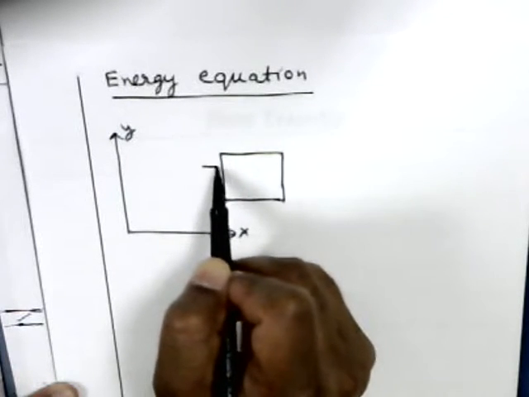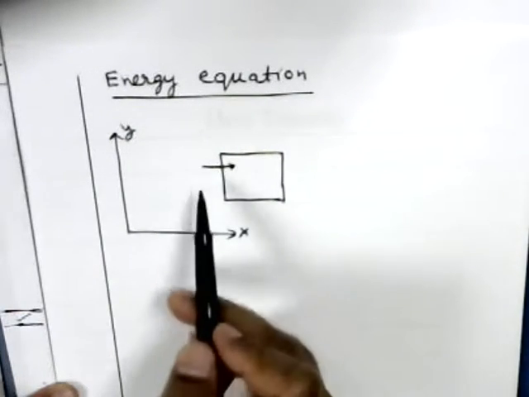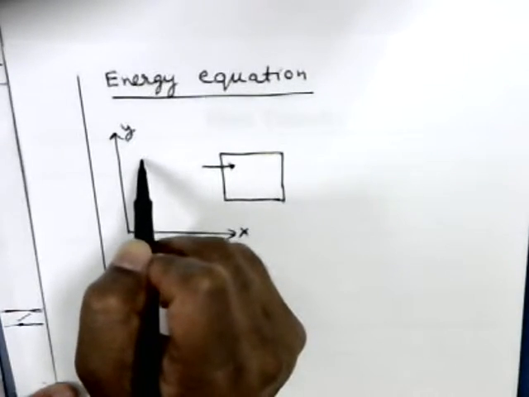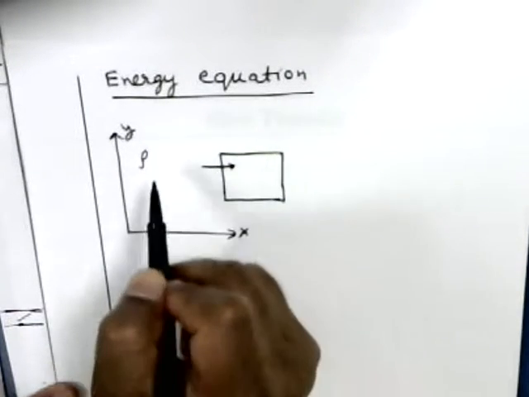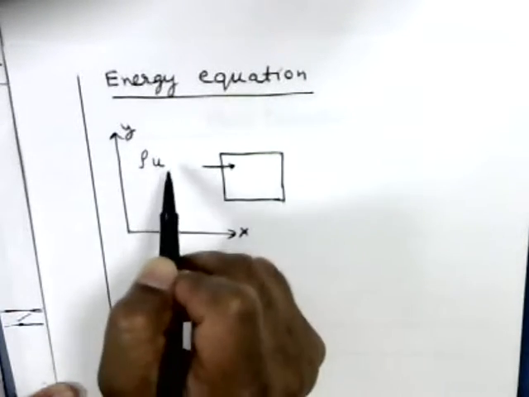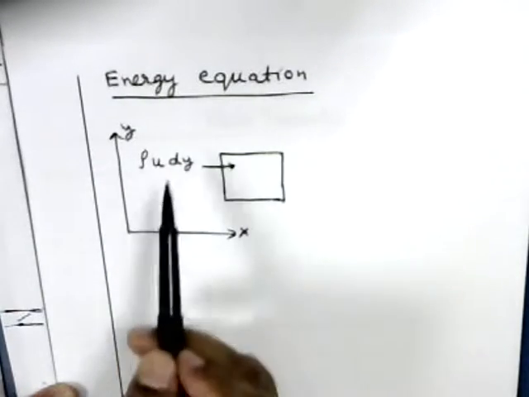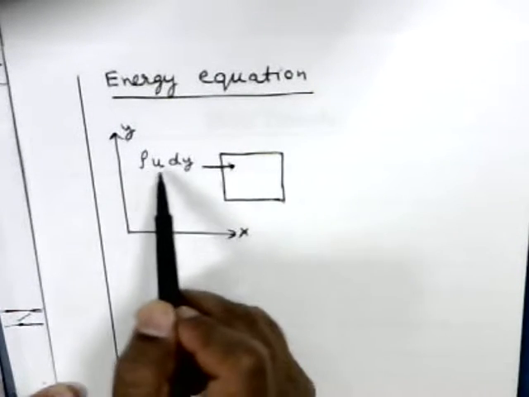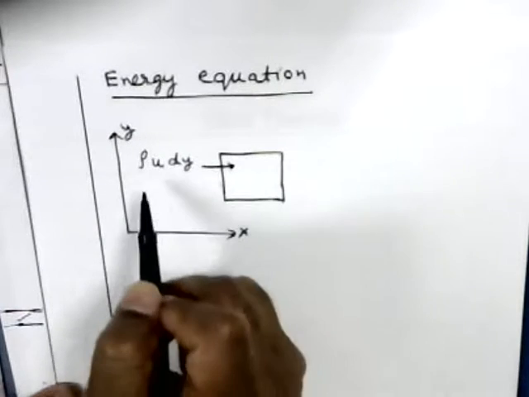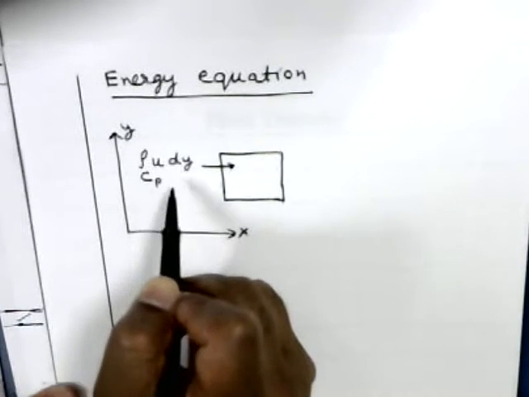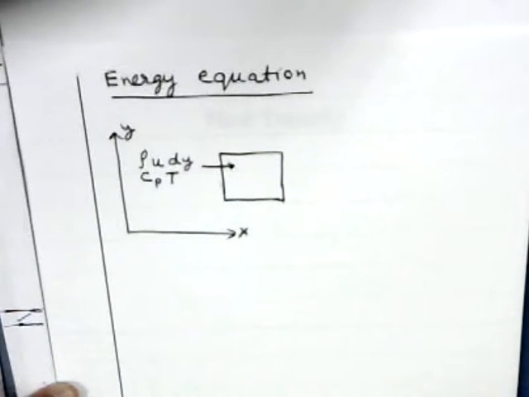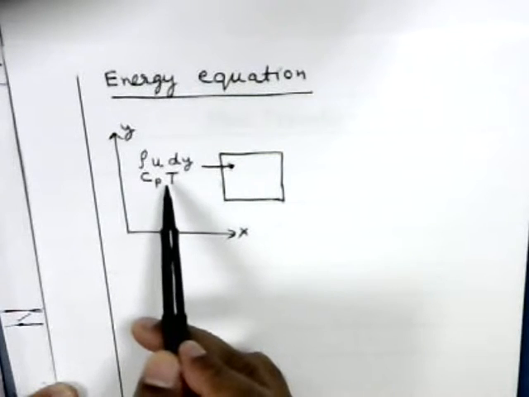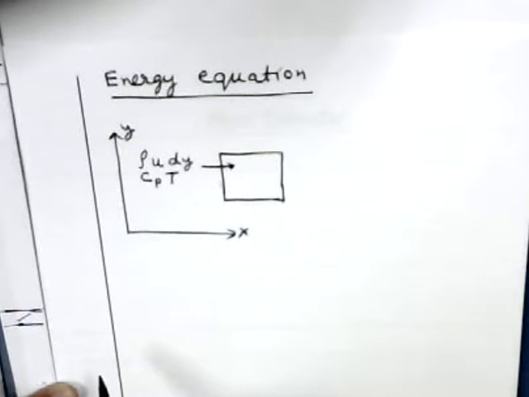You have energy coming into the system, say from the left face, because of advection, because of flow. Okay, and that energy will be the density rho times velocity in the x direction u times dy. This indicates mass flow rate through this face, rho u dy. Mass flow rate times specific heat, Cp, times temperature, T. So this term represents enthalpy, the rate at which enthalpy is going into the control volume.